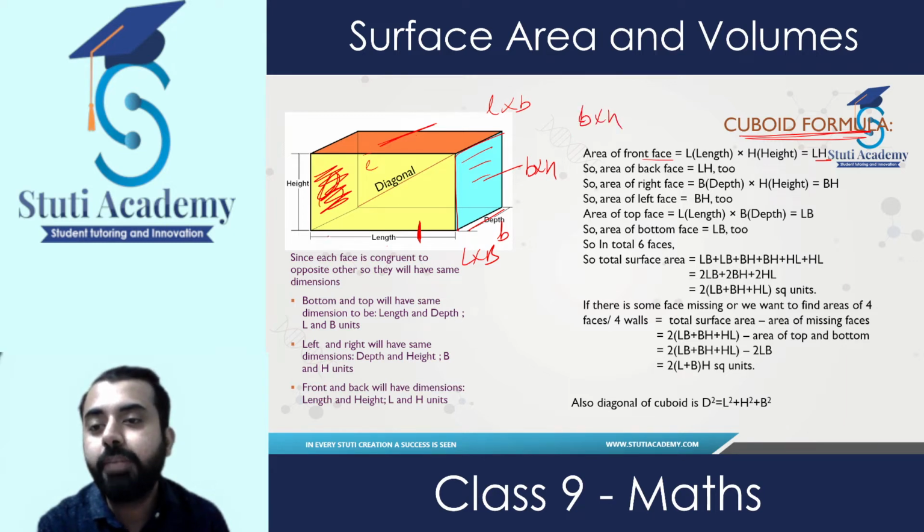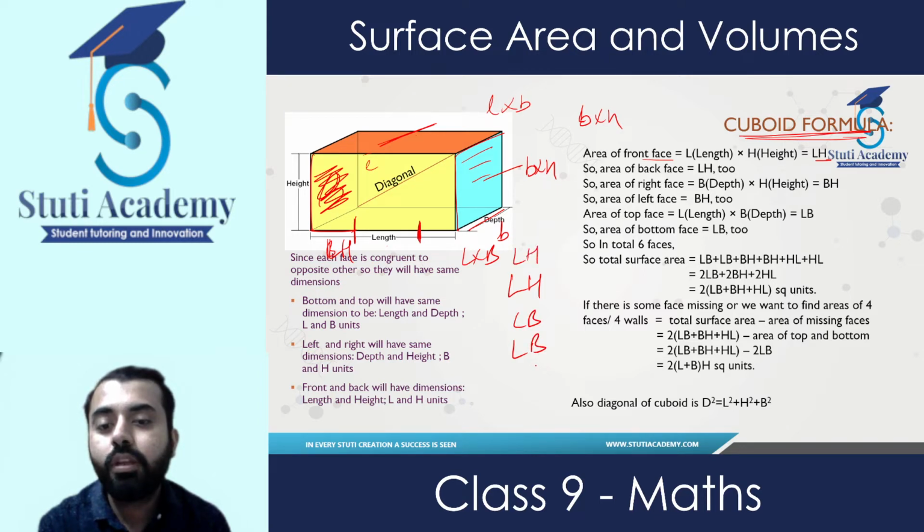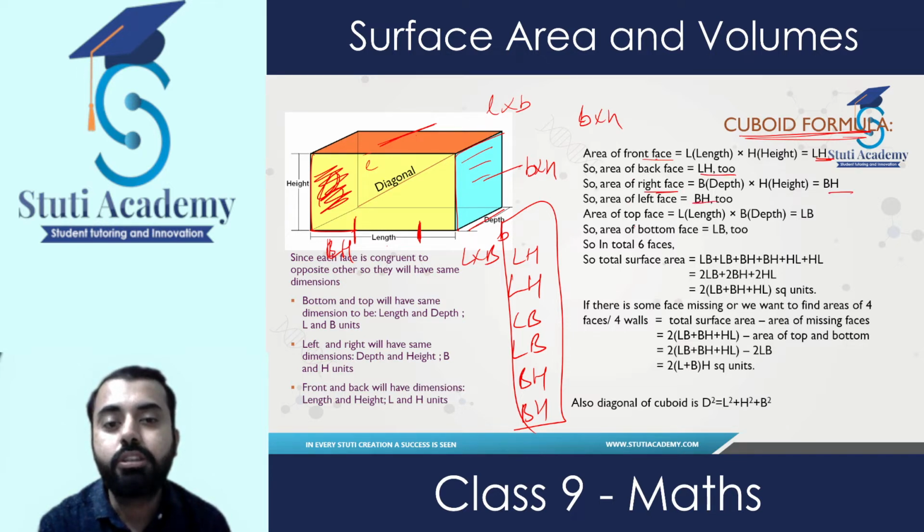Now come to your front and back. You have a length, you have a height. That means the area of the yellow portion is LH, and the back one will also be LH. So you get LH, LH, LB, LB, and BH, BH. You get the areas of the 6 faces. Now you guys see here: front face LH, back face also LH, right face BH, left face BH, top face LB, and bottom face LB. You get this? Now you guys see here.